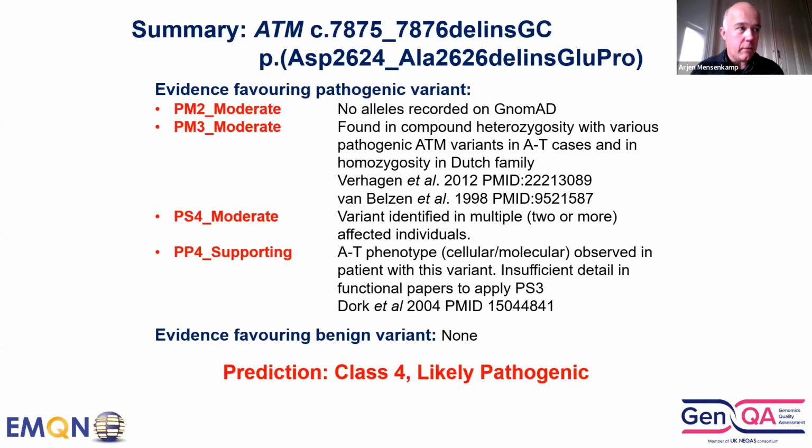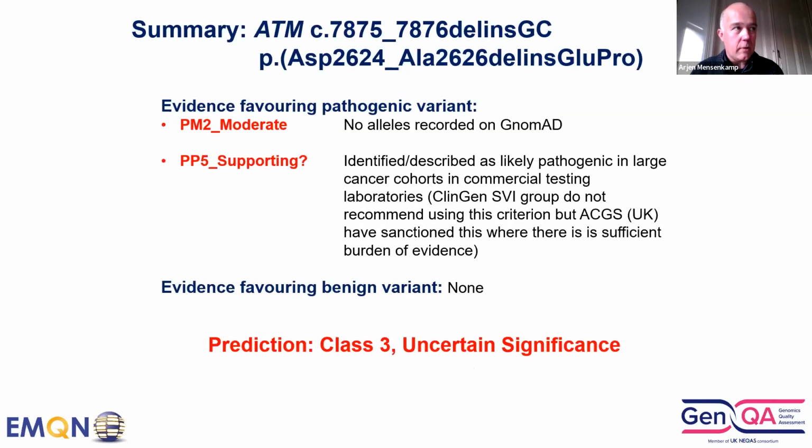and therefore we did not apply PS3. If you look at this variant purely from a breast cancer point of view, you end up with PM2 moderate, as there are no alleles recorded in the gnomAD database, and perhaps PP5 supporting, as the variant is identified in many commercial labs, and also in the context of breast cancer. But PP5 is not recommended to use, at least not from a clinician point of view. If you apply that stringently, you would only come up at the VUS. That's why we also allowed the VUS classification as being correct.